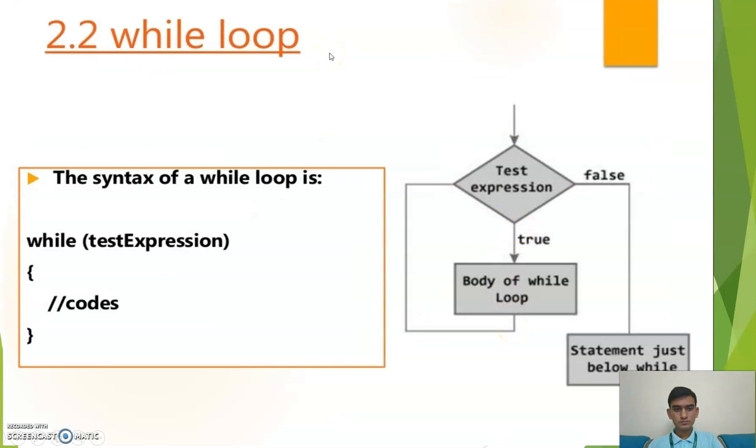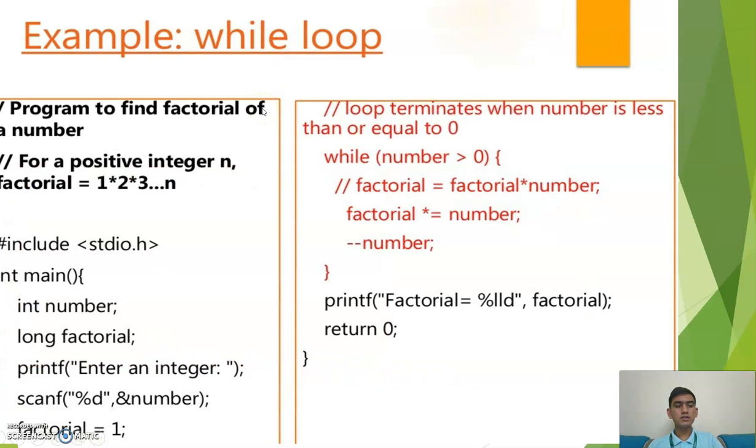While loop. The syntax of the while loop is this: first we test the expression, then execute the code. If it is true, the body of the loop will execute, and if it is false, the statement just below the while loop will be executed. So we will see one example.